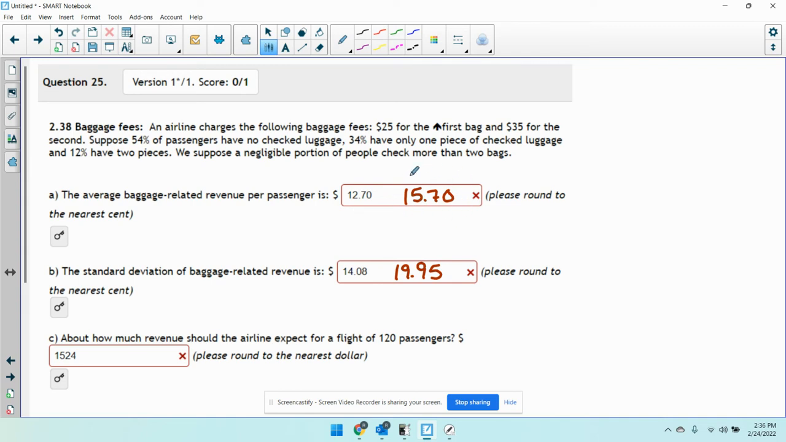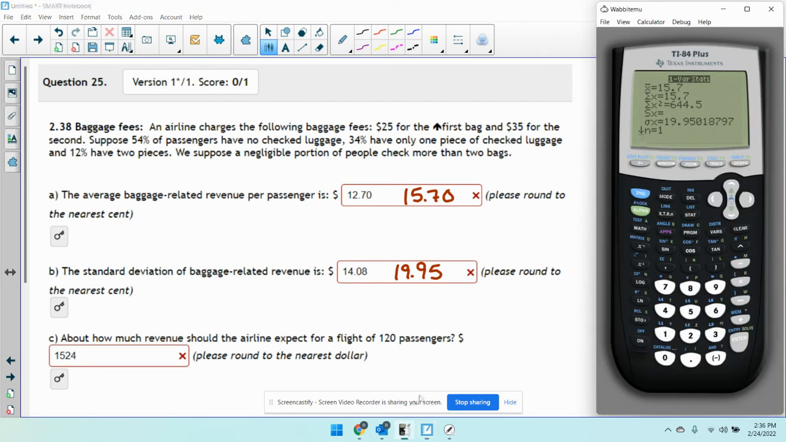If this is the average baggage related revenue, we just expect that 15.70 times 120 passengers, $1,884.